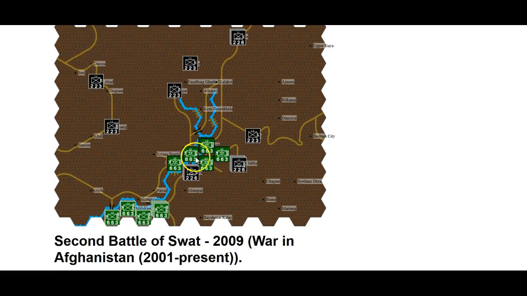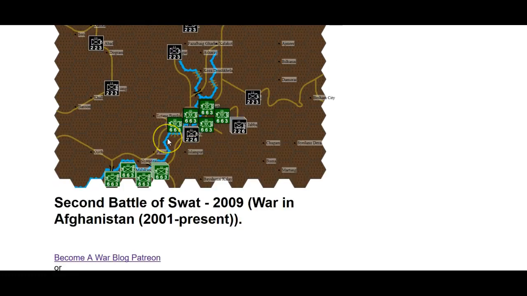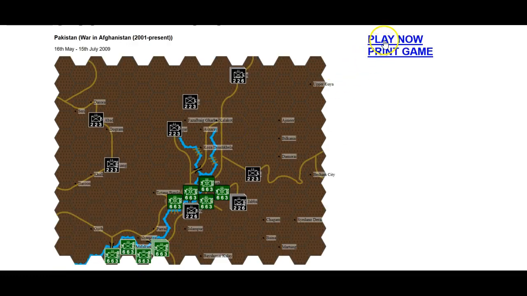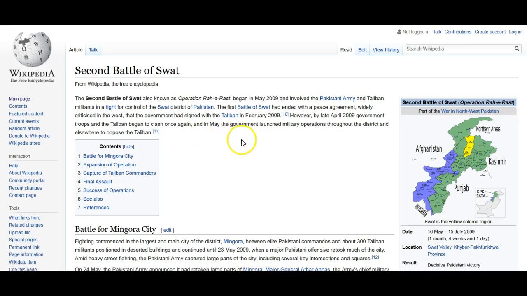But what I'm trying to get to, I'm not sure how they landed. I think they were brought in by helicopters actually. But the thing is, because it was pre-air mobile units, you'd probably be able to put them in there yourself. So I'm just going to play it. Let's have a quick look at the Wikipedia for it, because it's been so long, I haven't actually read it.